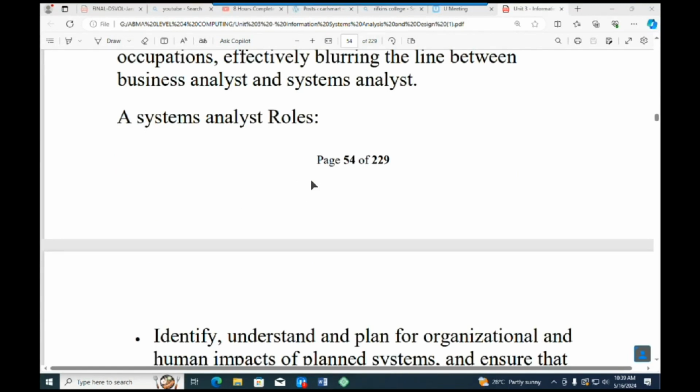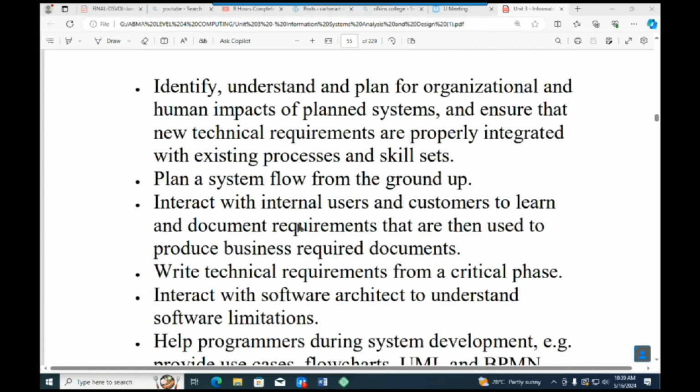So then, what are the roles of the system analyst? What role does the system analyst play? There are a number of roles that the system analyst plays in information system projects. And the first one is to identify, to understand, and to plan for both organizational and also the human impacts of the planned systems.